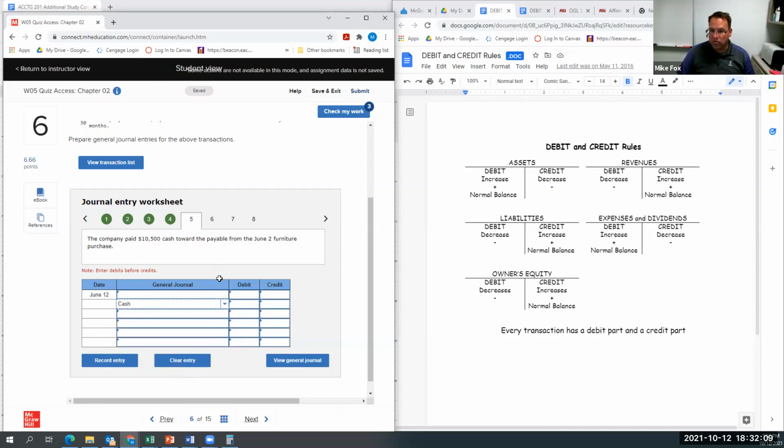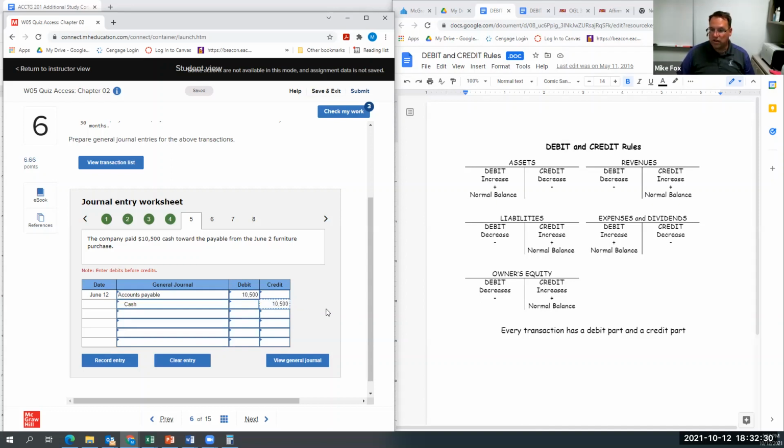And then if we had a payable, that's a liability. If we're paying it off, that means our liability is going to be going down because we're paying off our debt. So the liability will decrease with the debit. So that's what our journal entry will look like.